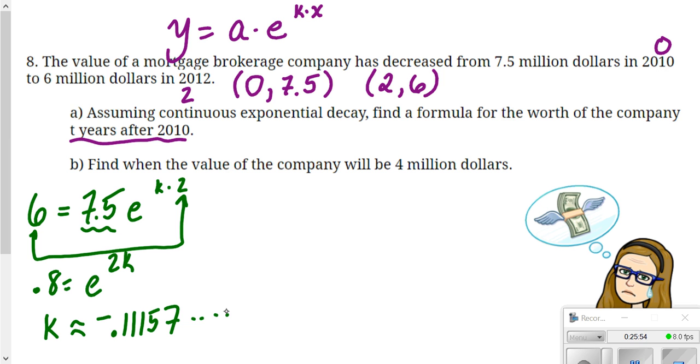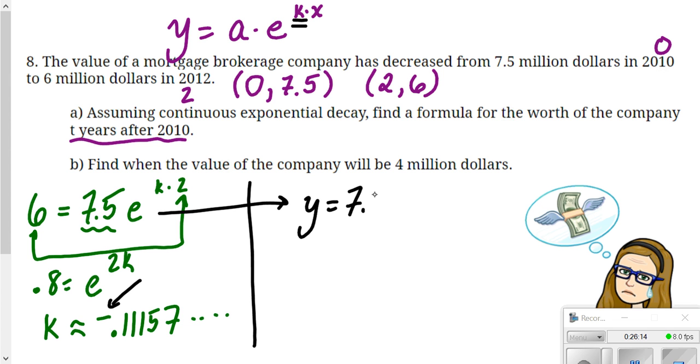Now, something I would point out here is that the k value being negative is what tells us that this is a decay situation, okay? So right off the bat, anytime I have decay, this should come out to be negative. All right, now let's go back to our equation. Take out the things that are only sometimes true, keep the things that are always true. It's always true I started with 7.5. I just found that this constant is about negative 0.112.